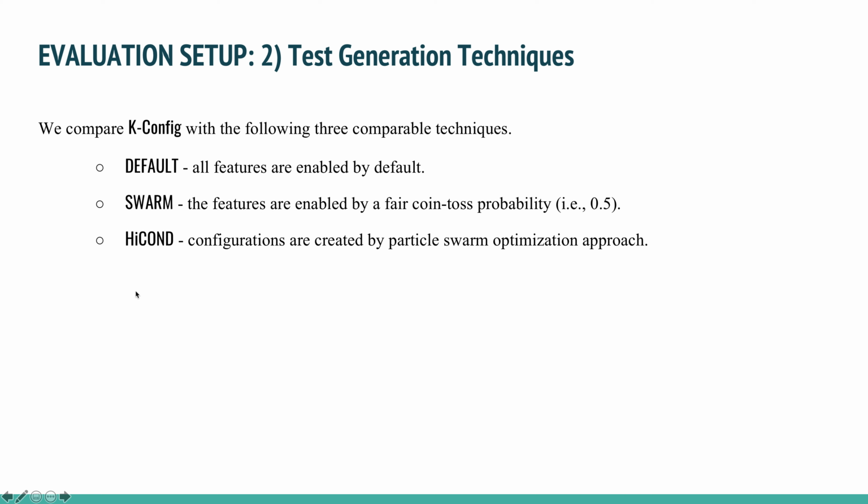We compare the effectiveness of the configuration proposed by our kconfig with the effectiveness of configurations generated by the following 3 comparable techniques. Default: in this technique, we use the default configuration of Csmith, wherein all C language features are enabled by default. Then swarm: in the swarm configuration, the Csmith features are enabled by a fair coin toss for the inclusion of a feature. And HiCOND: the HiCOND configurations are created by a particle swarm optimization approach that attempts to optimize the effectiveness of Csmith by systematically exploring the bug finding capability of configurations in Csmith.